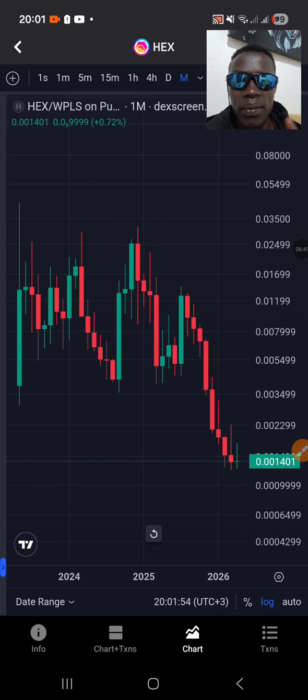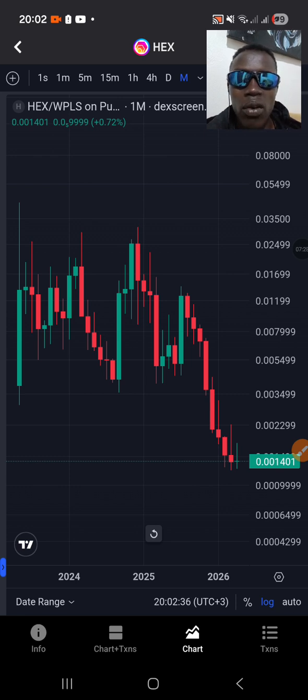Okay, so the first candle represents each month. You can see the green candles represent the bullish price performance, the buying momentum of HEX each month. And the red ones represent the bearish momentum, the selling momentum in the HEX market. You can see how price has been performing. The red candles representing the sell momentum show price has been going down, and the green ones, price is going up.